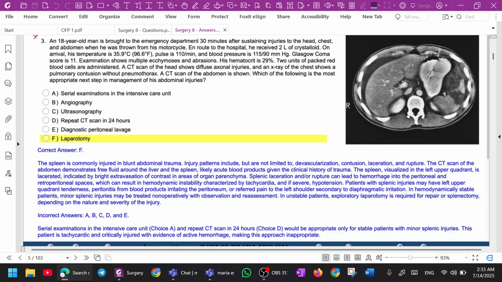I wish we could see the free fluid. Okay, next. Okay.